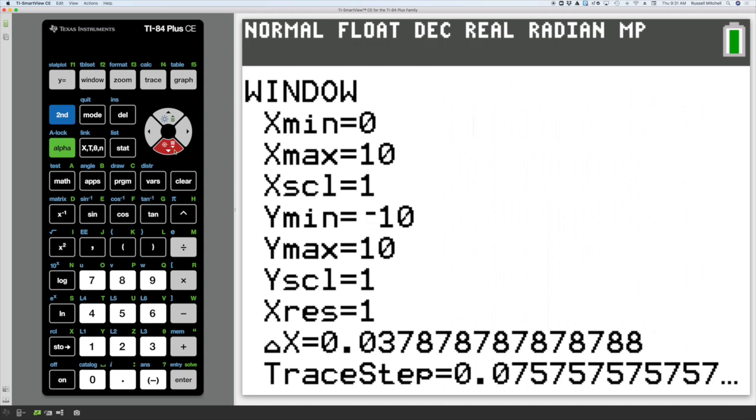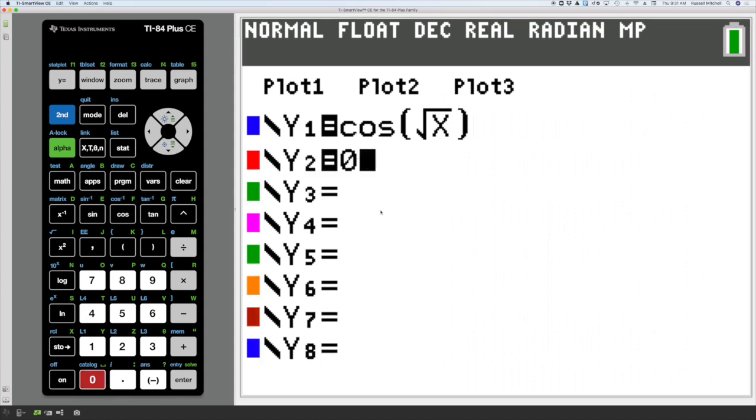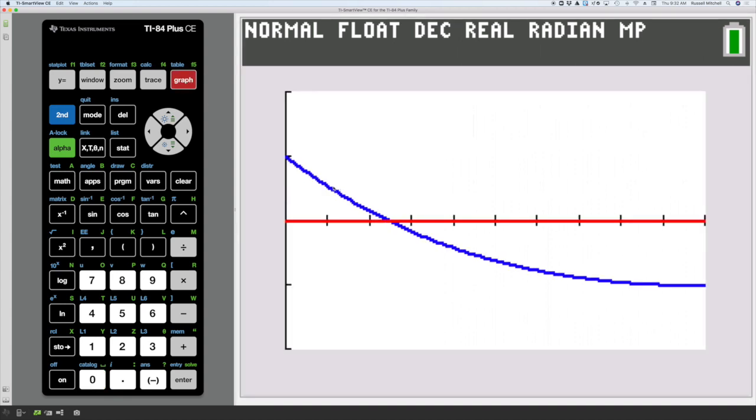And then y min. It's cosine, so the highest it's going to go is 1, and the lowest it's going to go is -1. So I'm going to go from -2 to 2, and y scale at 1. Then I want to go back to y equals, and I forgot, I want to put in 0, because where this position function is 0 is where the particle would be at the origin. Let's look at the graph. This is positive position, so it's to the right of the origin. And this is negative position, so that'd be to the left of the origin.